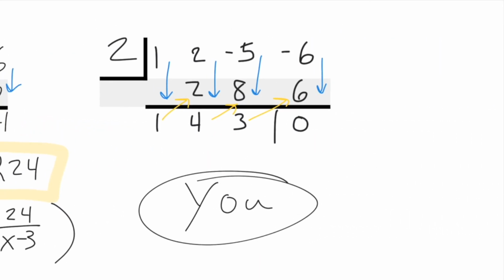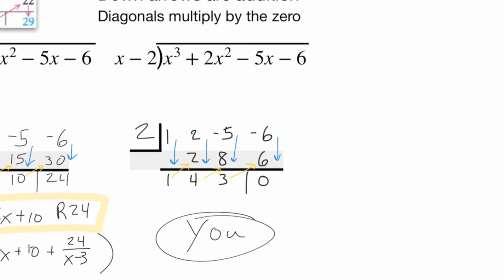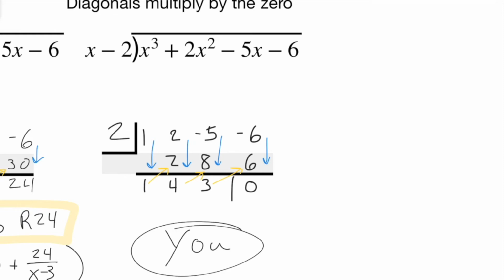Let's do one more. If you want to translate this division into synthetic division, we've got the coefficients here of 1, 2, -5, -6. The 0 is 2 here. Then we're going to just bring down the 1, multiply by the 0 to get 2, add, multiply by the 0, add, multiply by the 0, add, and you get 0 here as a remainder.